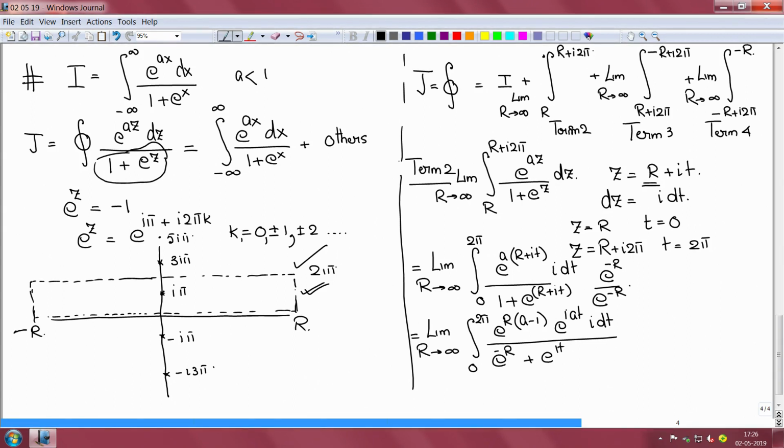Now as r tends to infinity, you can see that this goes to 0. So in the denominator only e to the power it survives. In the numerator a is less than 1, so as r tends to infinity, this term goes to 0. So the integrand goes to 0. So this goes to 0. Okay. Next.